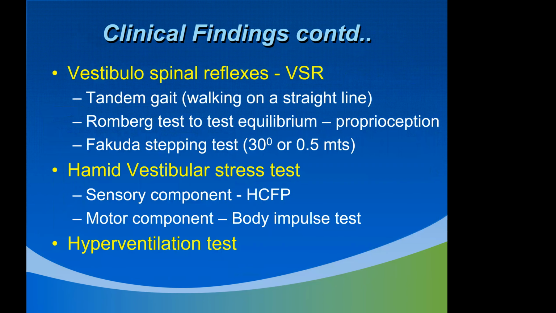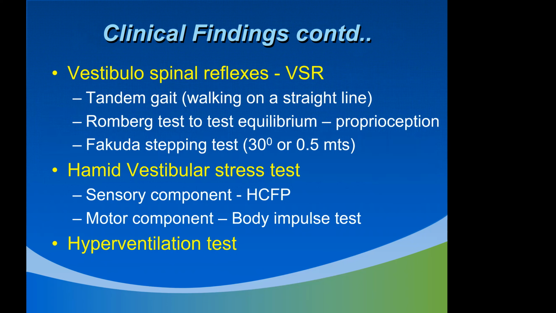Now, clinical findings, continued: vestibulospinal reflex, that is called VSR, tandem gait. What is tandem gait? Tandem gait is asking the patient to walk on a straight line. You know the tandem gait test? One foot before the other foot. Okay, Romberg's test. This is a test of equilibrium and proprioception.